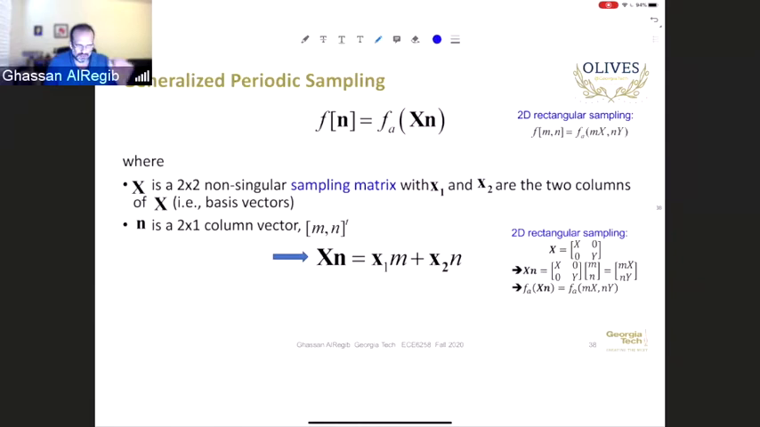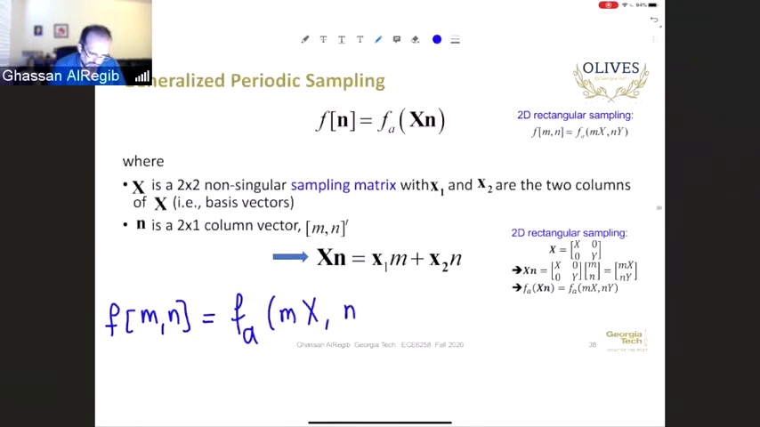Yes. So this one is the next example. What we have is f of m and n. I would like to call this equal to f_a. Before, when we had the rectangular case, it was very simple. I have capital X, right? And m capital X, right? We had before, if you remember, m X and n Y.